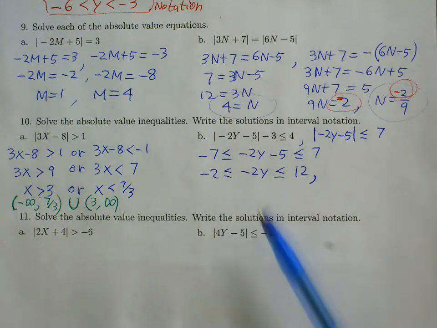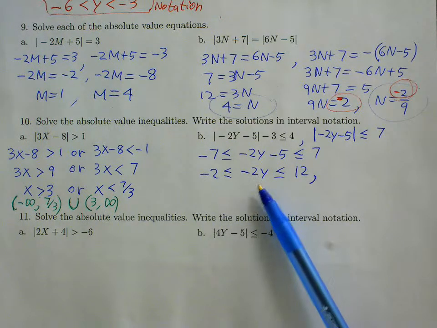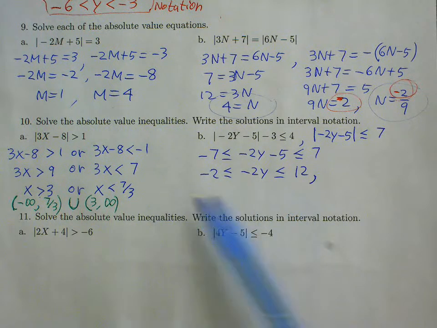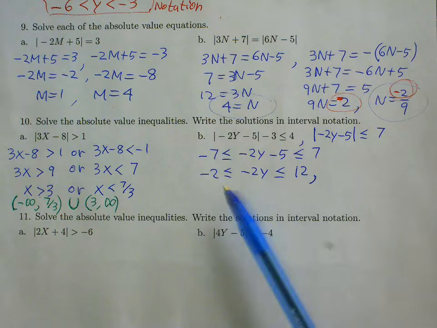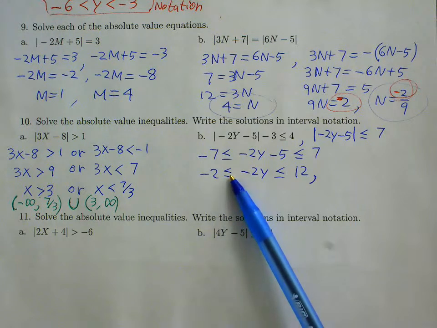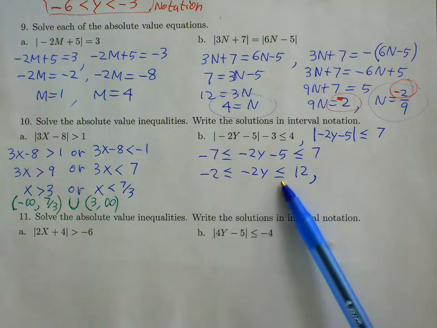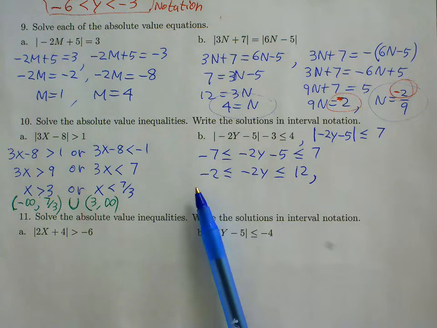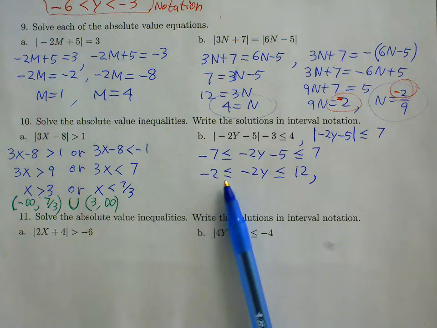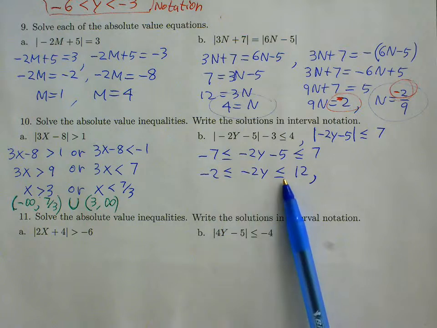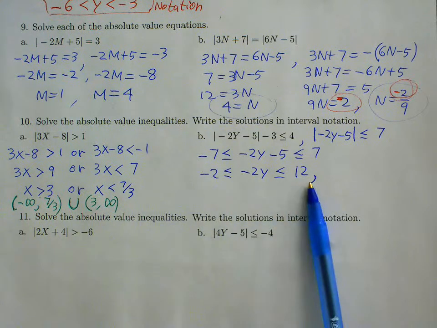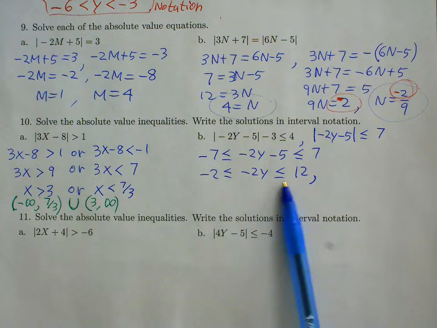So this one, just make sure that you pay close attention. Since we're going to divide each of the three parts by -2, we're going to have to switch the direction of each of those inequalities. First, I'll just point out, if we look at the left side and the right side, and we have less than or equal to twice, you'll agree that -2 is less than 12. So that's consistent with the inequality symbols that we see, right?